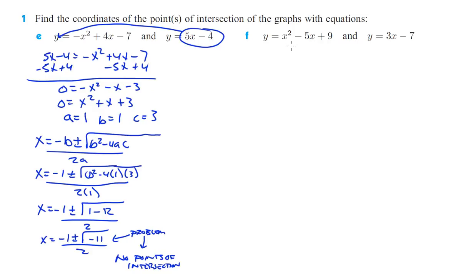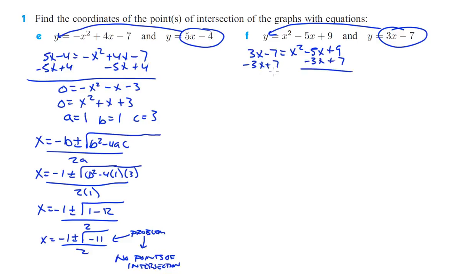Okay, last one, f. 3x minus 7, we're going to plug that in here. So we get, sorry, not y equals, but 3x minus 7 equals x squared minus 5x plus 9. I'm going to subtract my 3x and add my 7. And we get 0 equals x squared minus 8x plus 16.